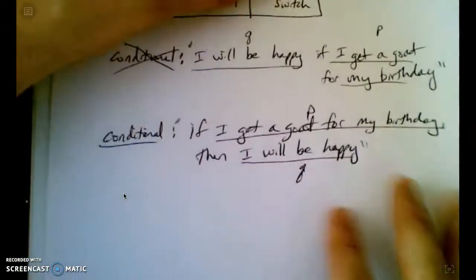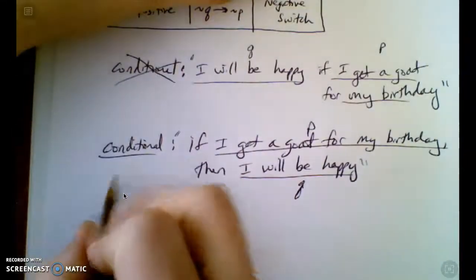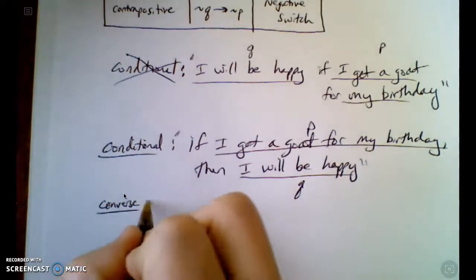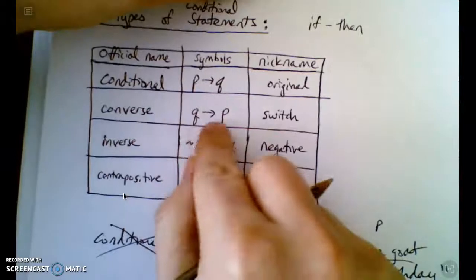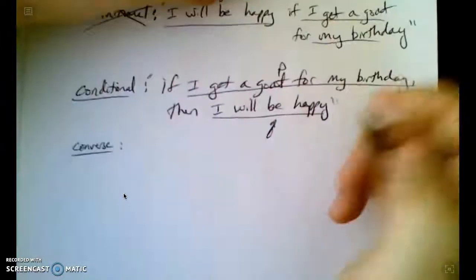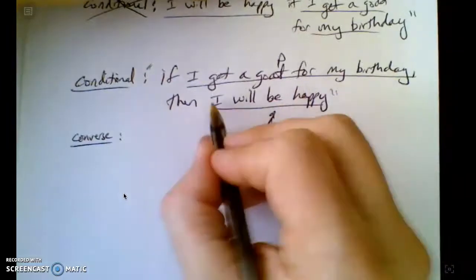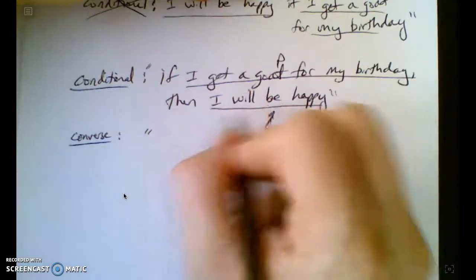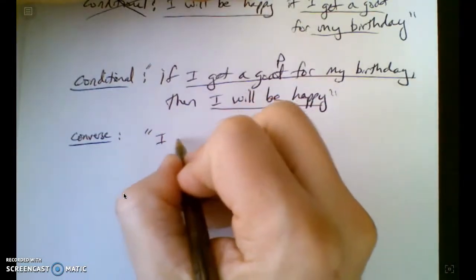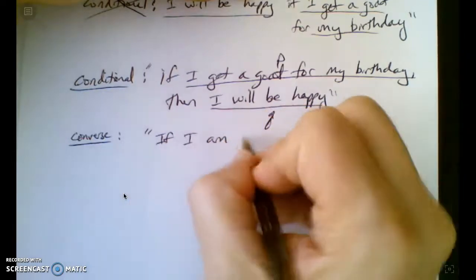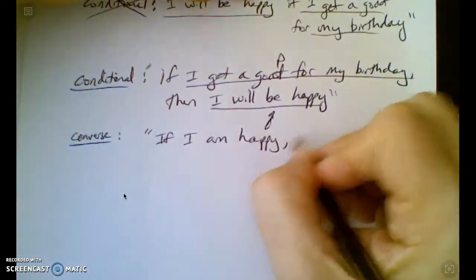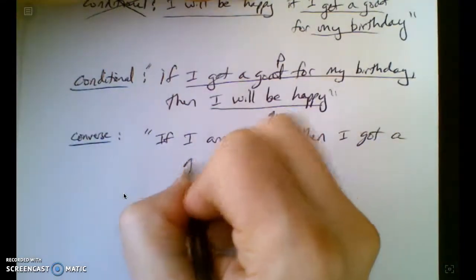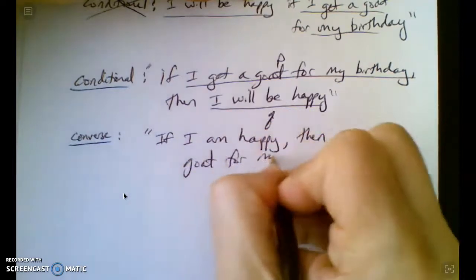Okay, so let's try these out, and you're going to see how you write each one of these. So that's the conditional, so what would the converse look like? The converse of this statement would be to just switch your hypothesis and conclusion. So I'm going to say if I, I'm not going to say will be because I'm going to change the tense so it makes grammatical sense. If I am happy, then I got a goat for my birthday.